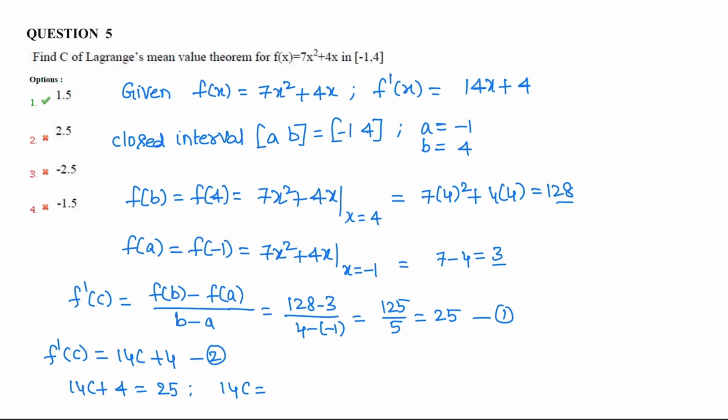14c is equal to 21, and then c is equal to 21 by 14. 7 3s are 21, 7 2s are 14, that is 3 by 2, and the value of c is 1.5.